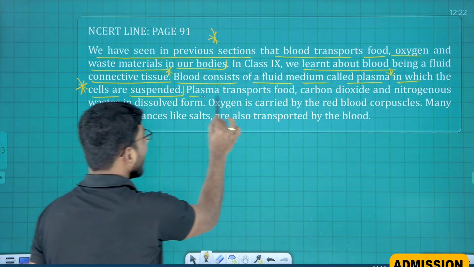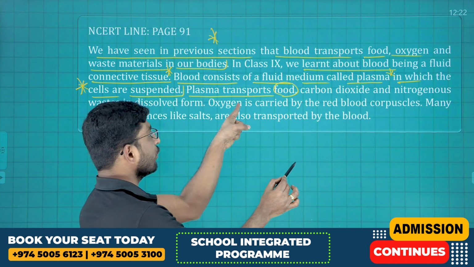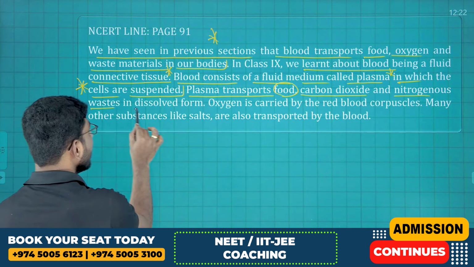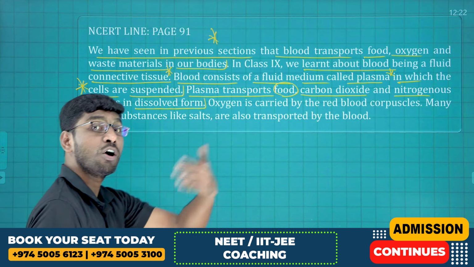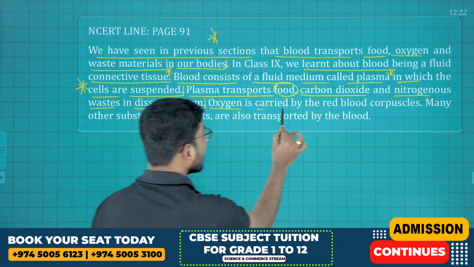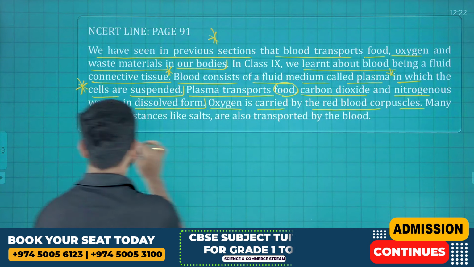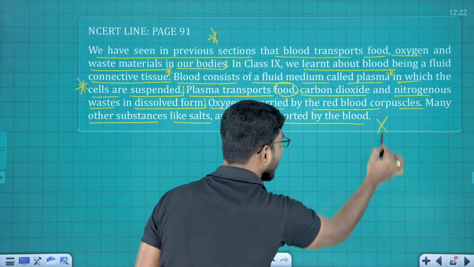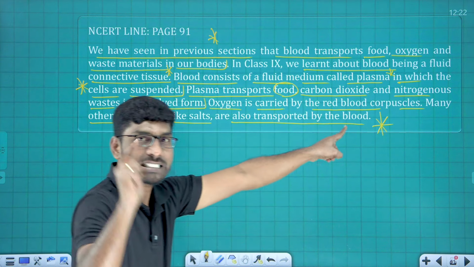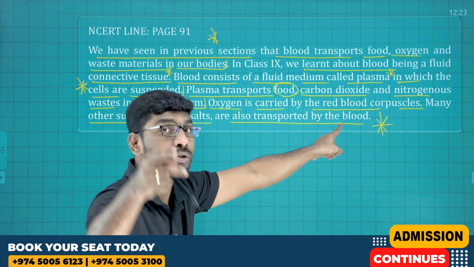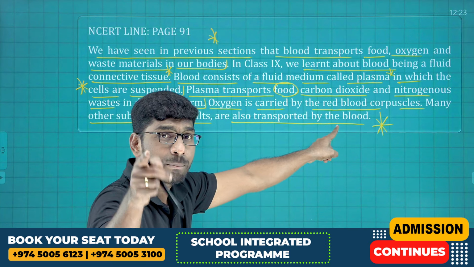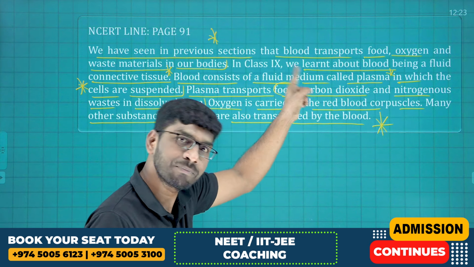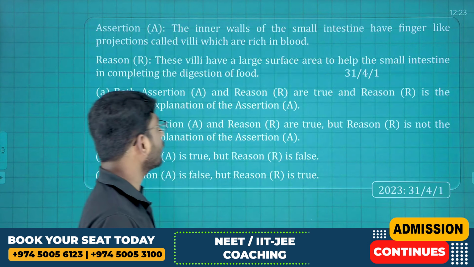Remember, next, plasma transports food. Look here, this question is also important. Plasma transports food, carbon dioxide, nitrogenous waste in dissolved form. Oxygen is carried by red blood cells. Many other substances like salts are also transported by the blood. Remember this paragraph, a statement based question or assertion reason question has a high chance. My dear little kids, read this paragraph one more time before your exam. Shall we move on to the next question? Look at the next question.